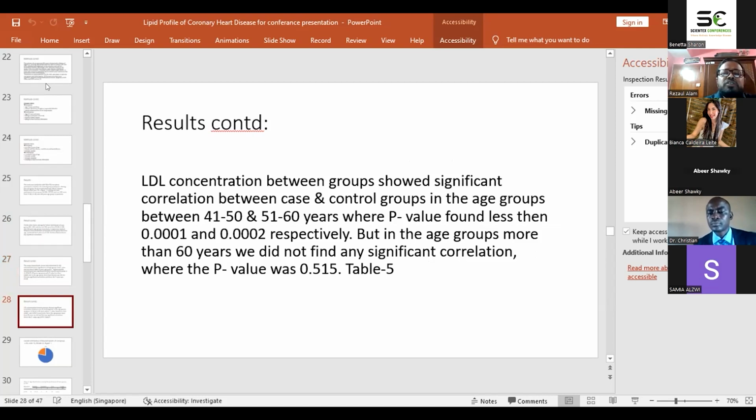The LDL concentration between groups showed significant correlation between case and control groups in the age groups between 41 to 50 and 51 to 60 years, where the p-values were found to be less than 0.001 and 0.002 respectively. But in the age group more than 60 years, we did not find significant correlation, where the p-value is 0.515.